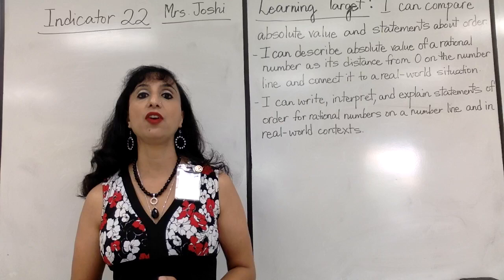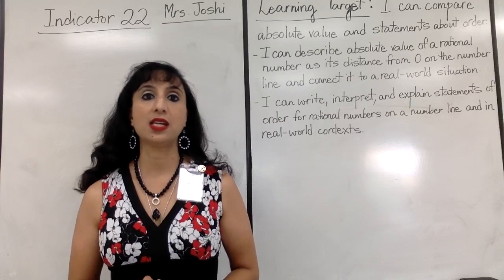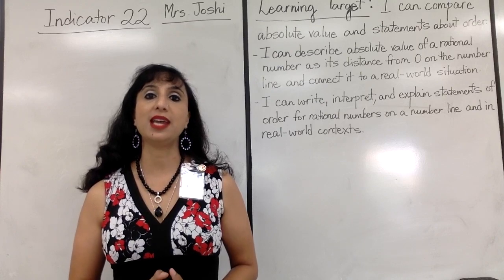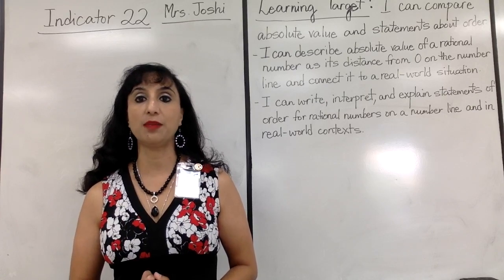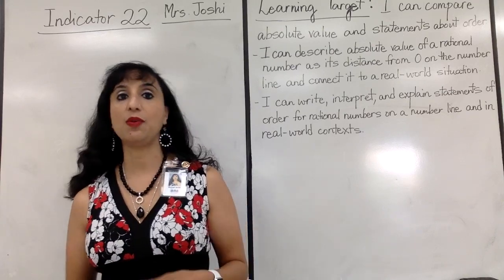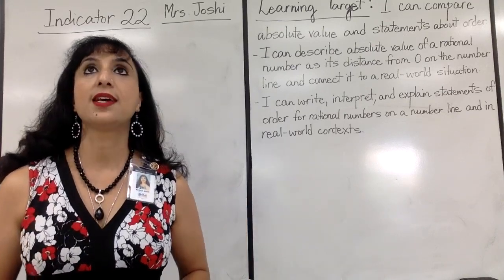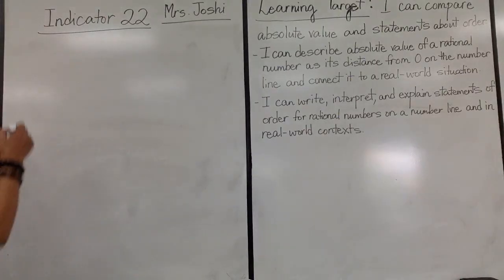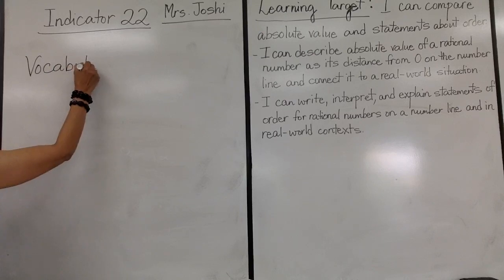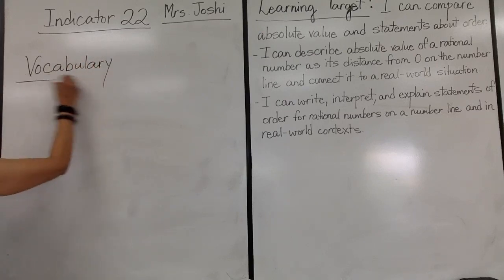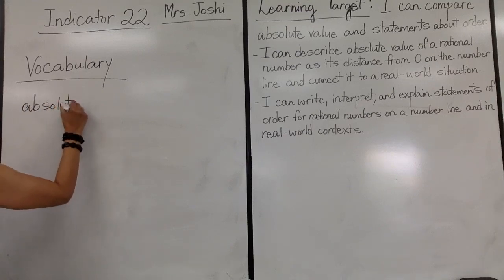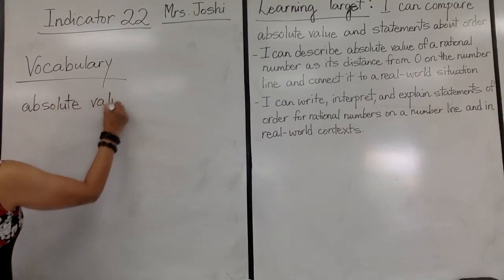And then definitely we are going to incorporate the last learning target, which is I can write, interpret, and explain statements of order for rational numbers on a number line and in real world context. Okay, so everything is related to real world context. So when I say absolute value, and that is my vocabulary over here, absolute value is what we are talking about.